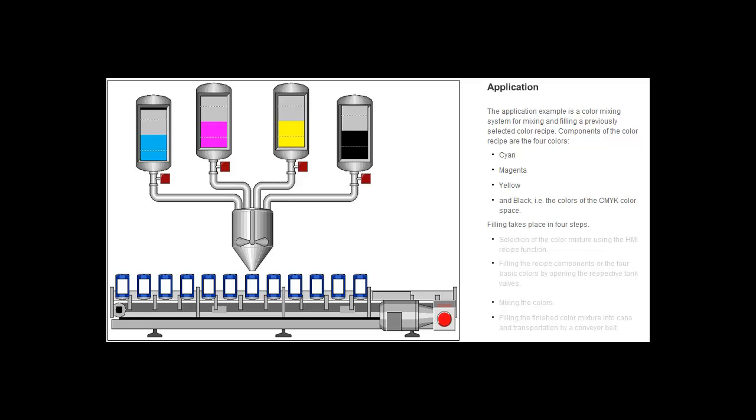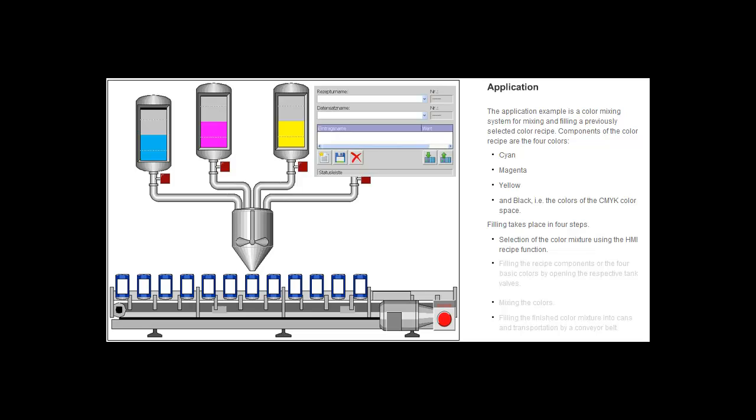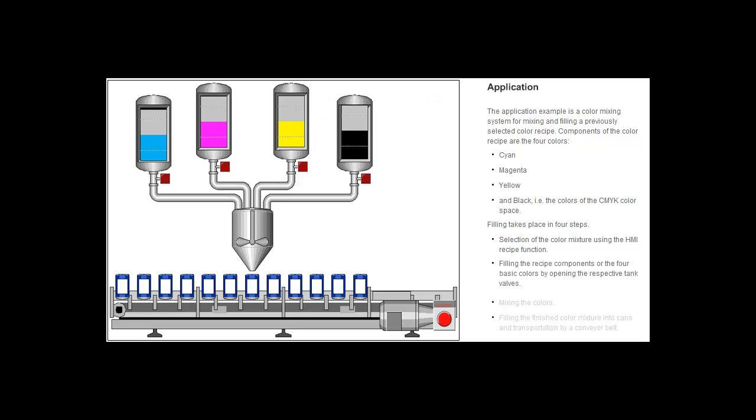Filling takes place in 4 steps. Selection of the color mixture using the HMI recipe function. Filling the recipe components, or the 4 basic colors, by opening the respective tank valves. Mixing the colors. Filling the finished color mixture into cans and transportation by a conveyor belt.